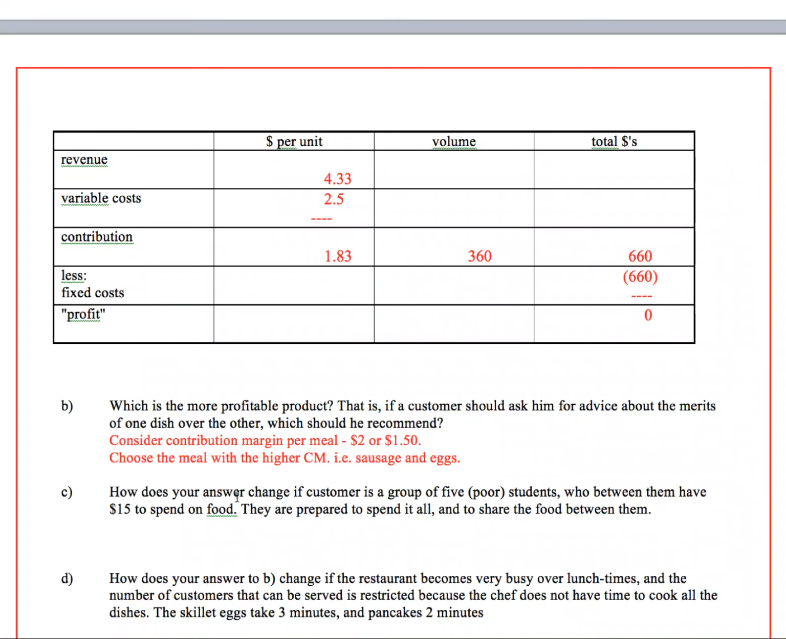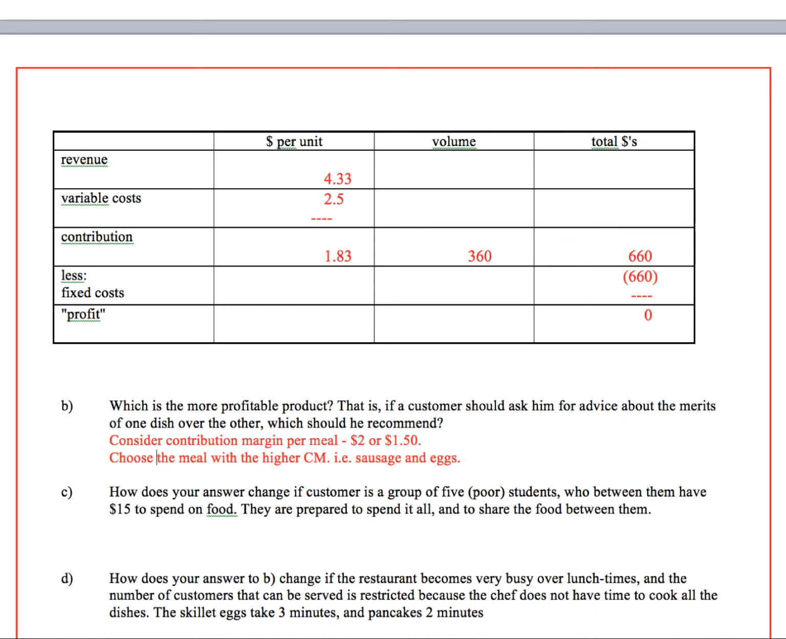Okay, part C, or question C. How does our answer change if the customer is a group of 5 poor students who between them have $15 to spend on food? They're prepared to spend it all, and they're going to share the food between them. What do we care about now? Well, we'll go back to contribution margin per unit of the limiting factor.